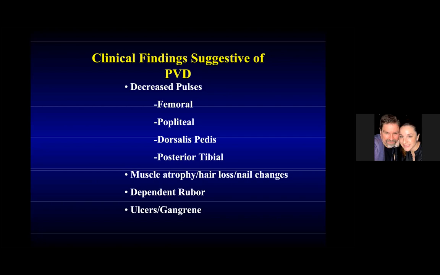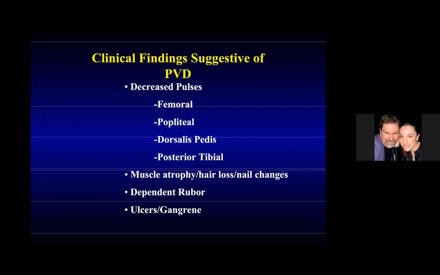So this muscle atrophy is associated to the lack of use of that lower extremity because the patient can't walk anymore. Can't walk too far. And so this patient's going to have muscle atrophy. They're going to have hair loss. And then they're going to have nail changes, as we talked before.